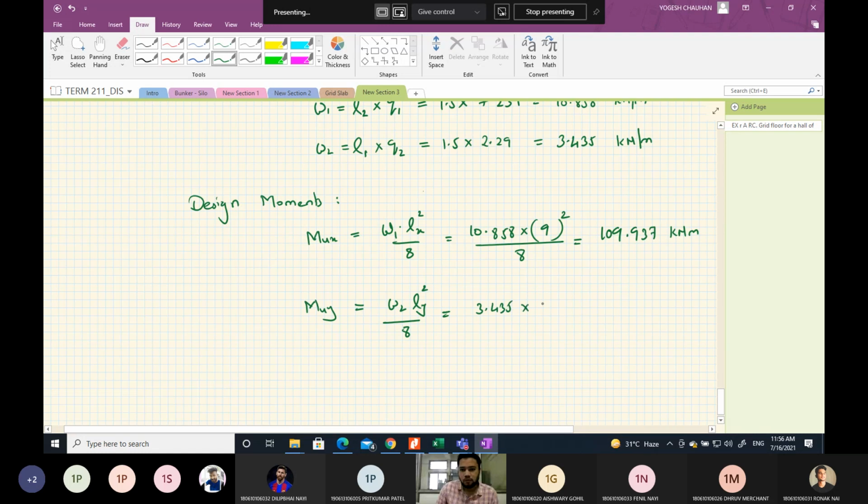3.435 into 12 square by 8, that is 61.83 kilonewton meter.